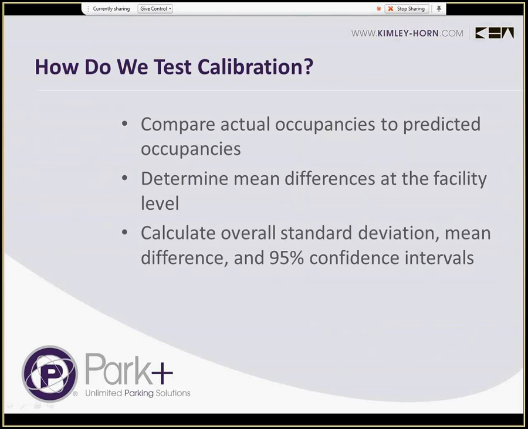And we can adjust that as we go through in an iterative process to get to an acceptable level of calibration. And so that gives us the confidence that we've got the accurate model developed for each of your communities or campuses.